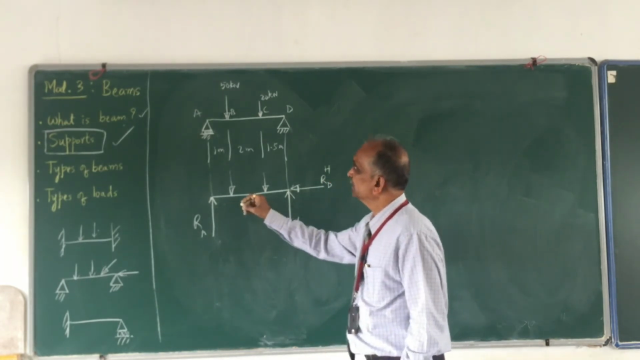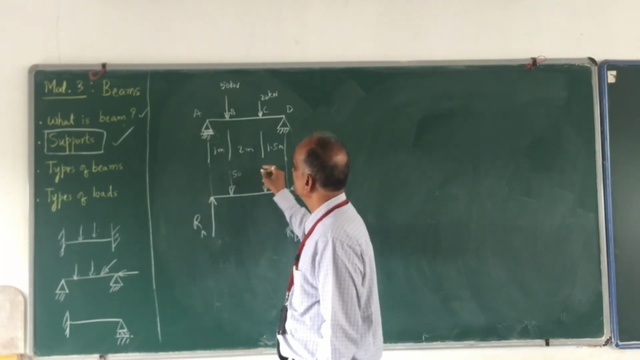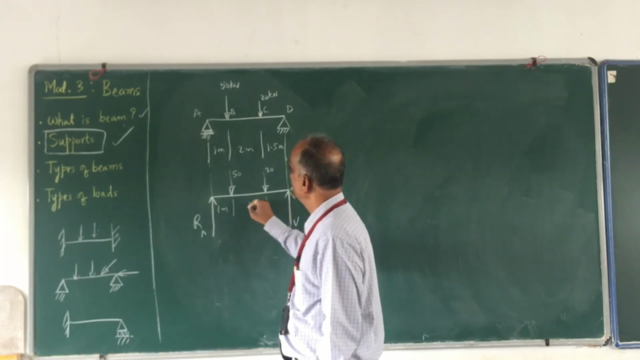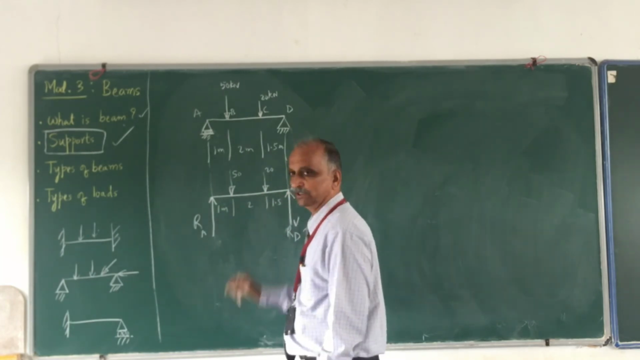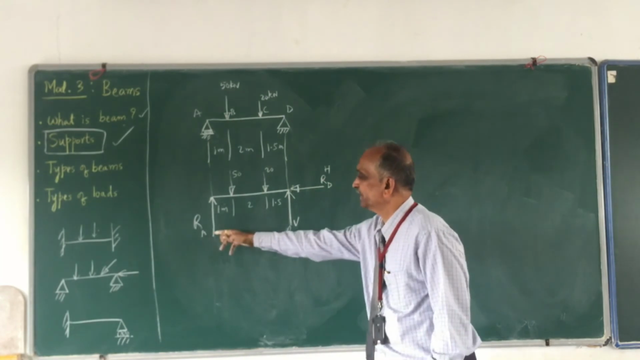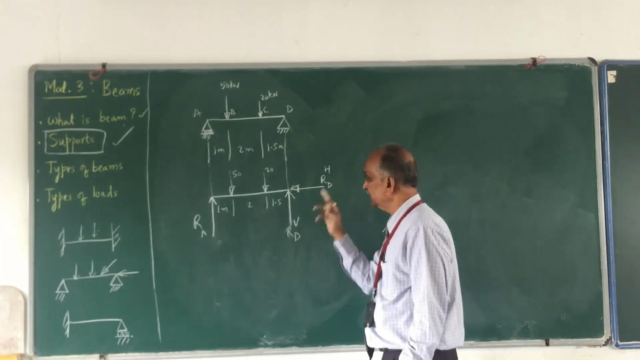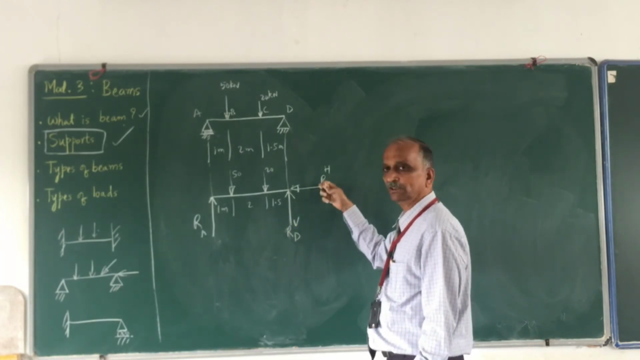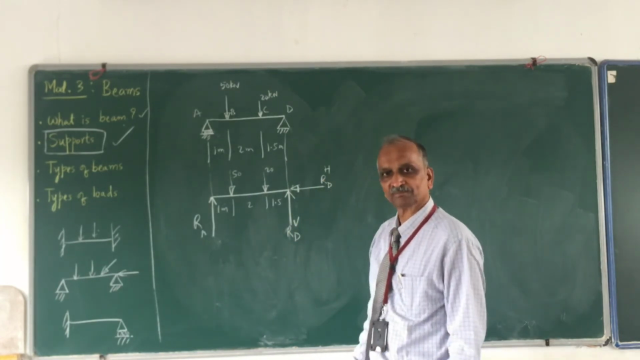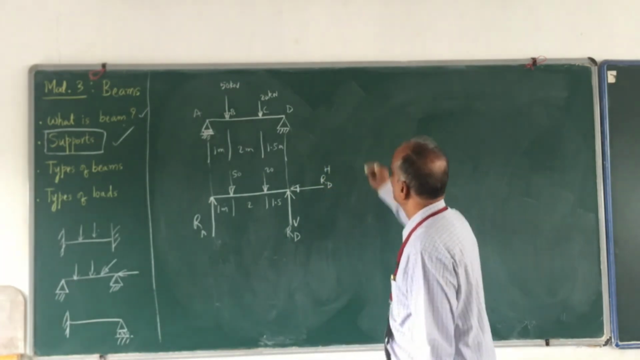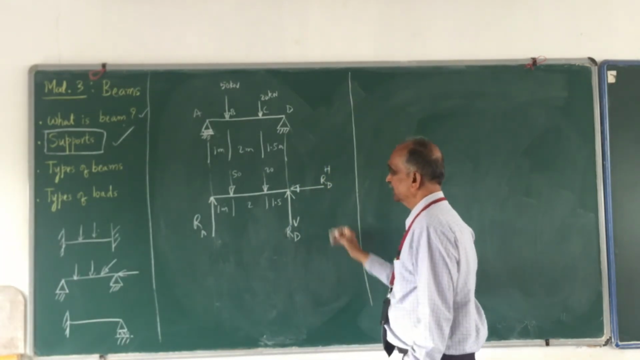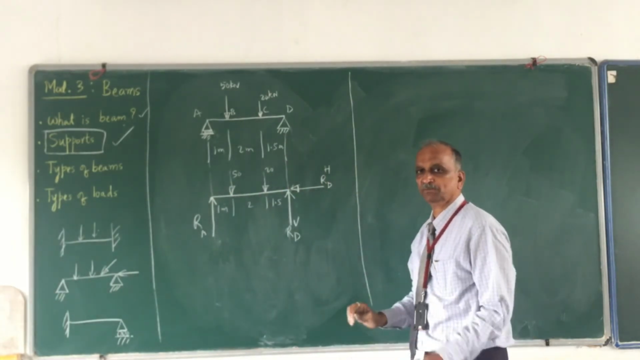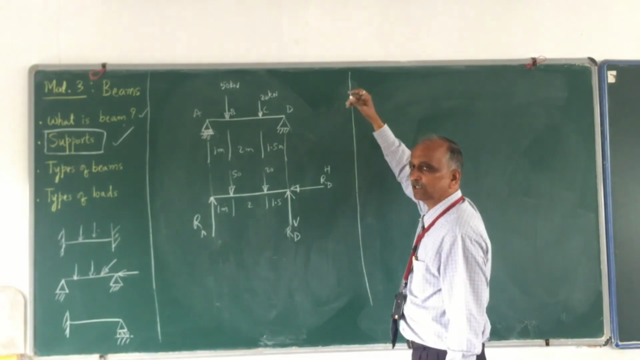So I am supposed to find out 50 kilonewton, 20 kilonewton, this is 1 meter, this is 2 meters, this is 1.5 meters. I am supposed to find out RA, RDV, RDH, and the square root of this square plus this square is nothing but R. So how do I do it? I know that under the action of all these forces, this portion is in an equilibrium state. Therefore, apply the equilibrium conditions.